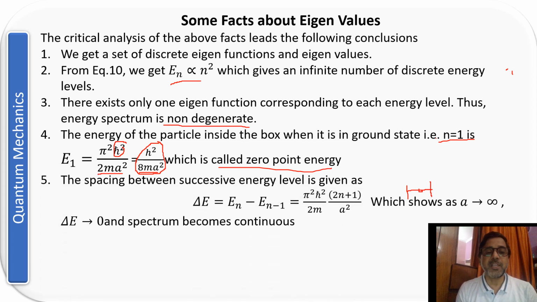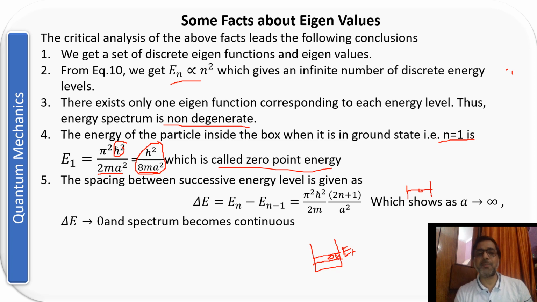The fifth one, the spacing between successive energy levels, is given as delta E equal to En minus E(n minus 1). Let us suppose we have taken n number of energy states. So this is any energy state En, and just before that we have E(n minus 1). Because, as you know, it's discrete, you have a gap between these two energy states. This difference is called your delta E.